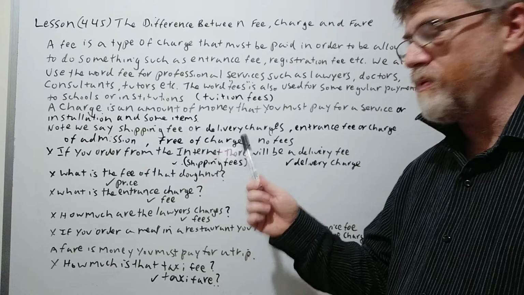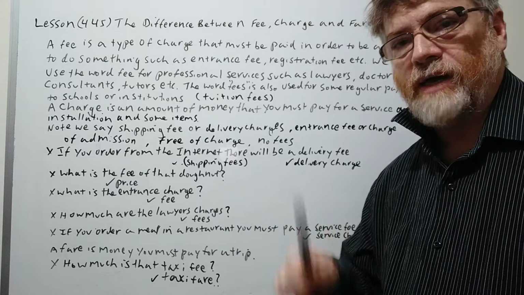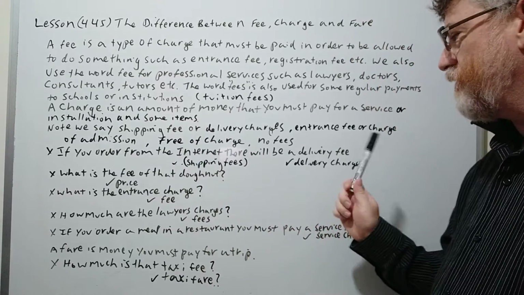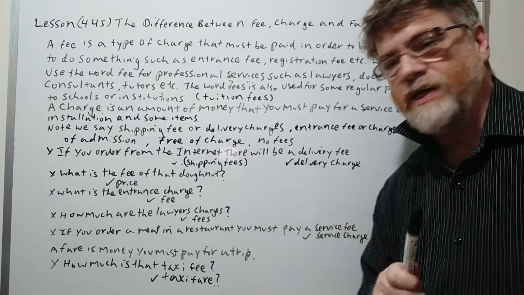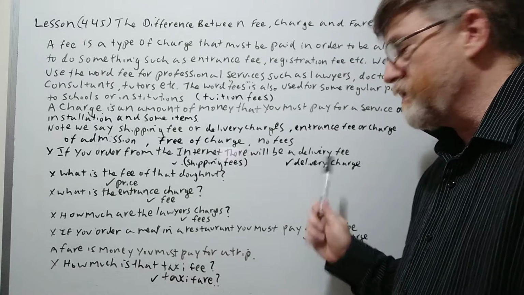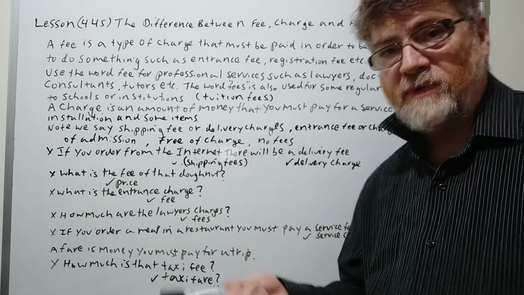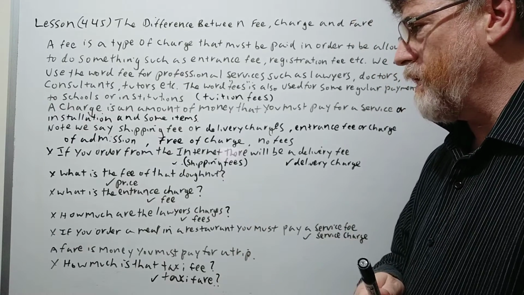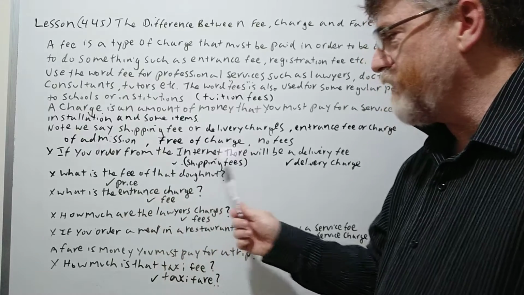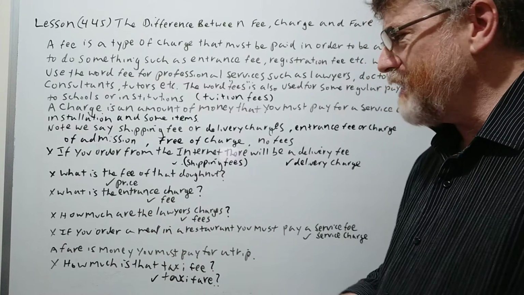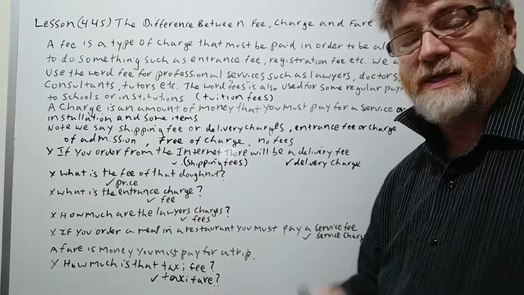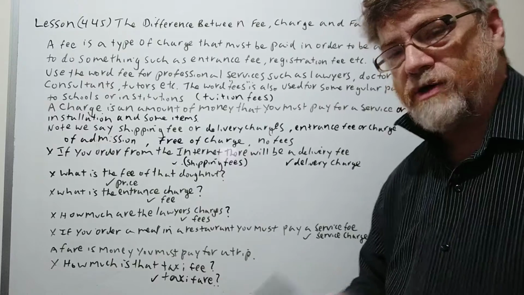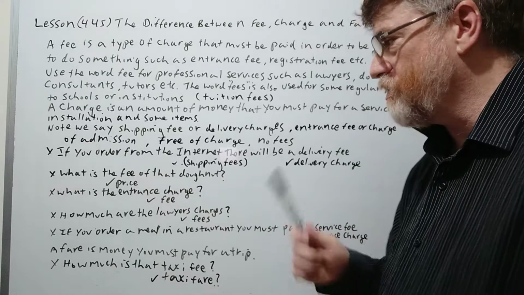All right, here are some examples where some students might get it wrong, and where we should use the other word. If you order from the internet, there will be a delivery fee. Now delivery fee sounds weird. We don't say that. There will be a delivery charge, depending upon how it's being shipped, or there will be shipping fees. You could say that too. Or again with the X, this is wrong. What is the fee for that donut? You should never say fee for a donut. The most common thing we might say is, what is the price of that donut? How much is that donut? What is the cost of that donut?